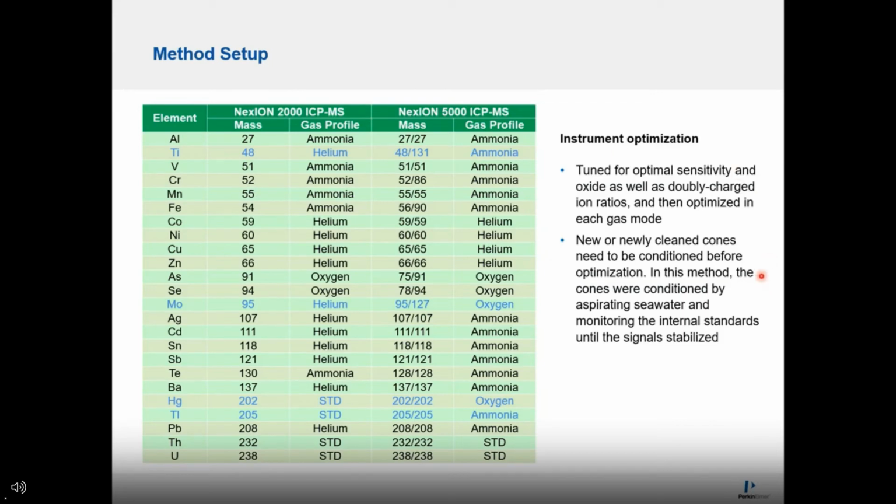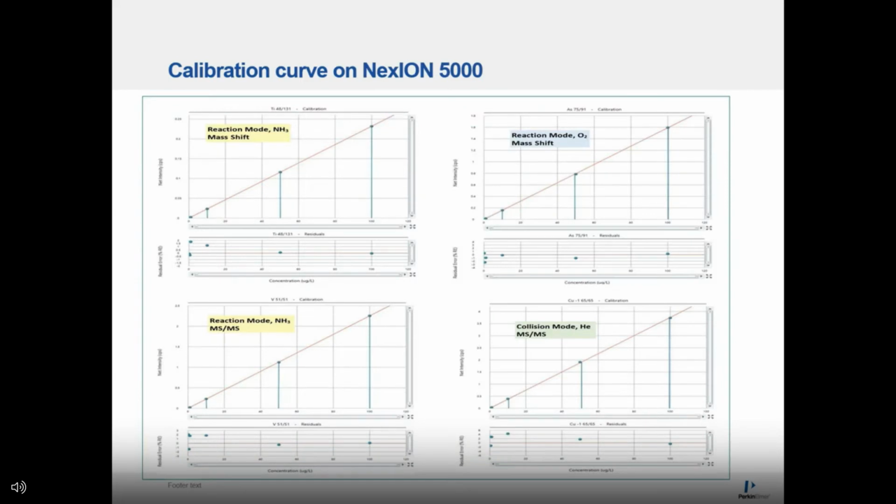Now, one important point that I want to highlight is the cone cleanliness. A lot of times we want the cones to be as clean as possible for the start of sample analysis. However, for seawater applications, we would like to condition the cones. The cones will be well conditioned if we see stabilized signals of internal standard elements, and this takes about 10 to 20 minutes of continuous aspiration of the seawater or the 3% sodium chloride. Once the cones are conditioned, we can proceed to do the calibration.